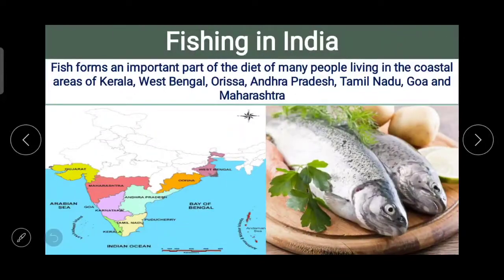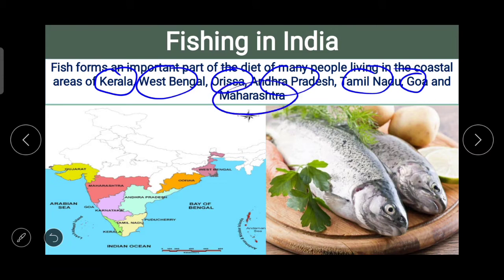Fish forms an important part of the diet of many people living in the coastal areas of Kerala, West Bengal, Orissa, Andhra Pradesh, Tamil Nadu, Goa and Maharashtra. Now, we know one thing, that the diet of the people depends on the geographical conditions. So, the people who are near coastal areas have fish products in their diet. If we talk about the states, then Goa, Maharashtra, Orissa, Andhra Pradesh, Tamil Nadu, then Kerala, then West Bengal also. These are the states where the diet of many people includes fish.